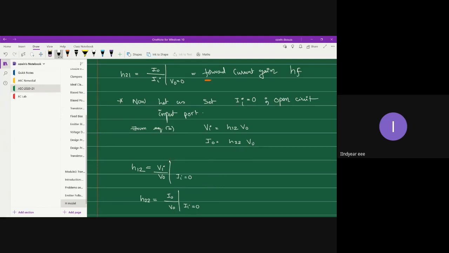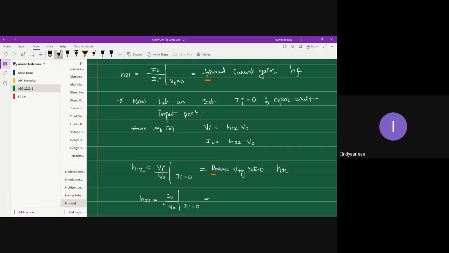Now, if you look at H12, what is it? It is the voltage ratio, right? But it is not the conventional voltage ratio. The conventional voltage ratio is always the output voltage to the input voltage, whereas H12 gives the ratio of input voltage to output voltage. That's the reason this particular voltage ratio is called the reverse voltage ratio. Since the term reverse is coming into the picture, this hybrid parameter is taken as HR. So R for reverse.